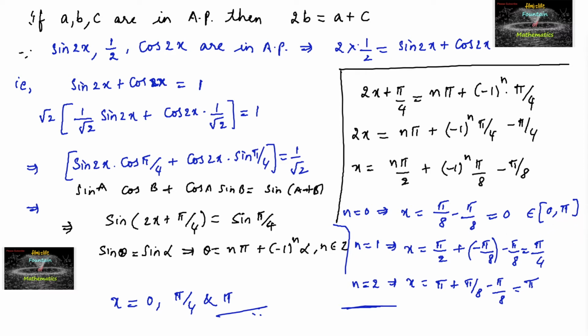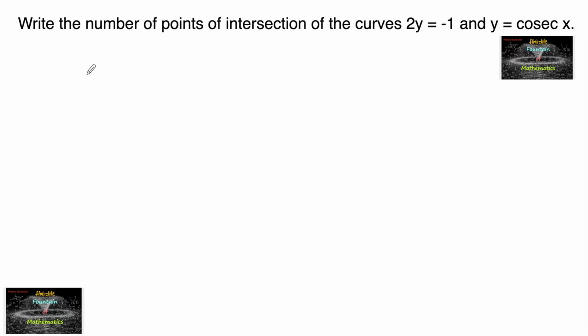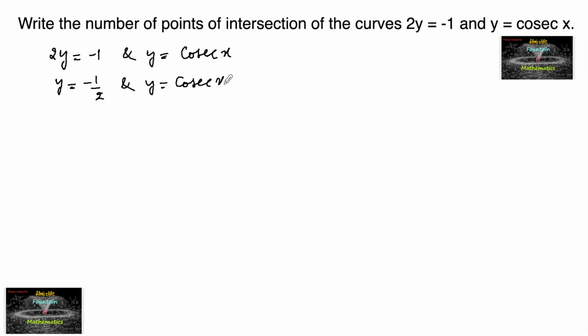Okay, right, thank you. Write the number of points of intersection of the curves 2y is equal to minus 1 and y is equal to cosecant x. So that is y is equal to minus 1 by 2 and y is equal to cosecant x. So solving them to get the point of intersection, cosecant x is equal to minus 1 by 2.